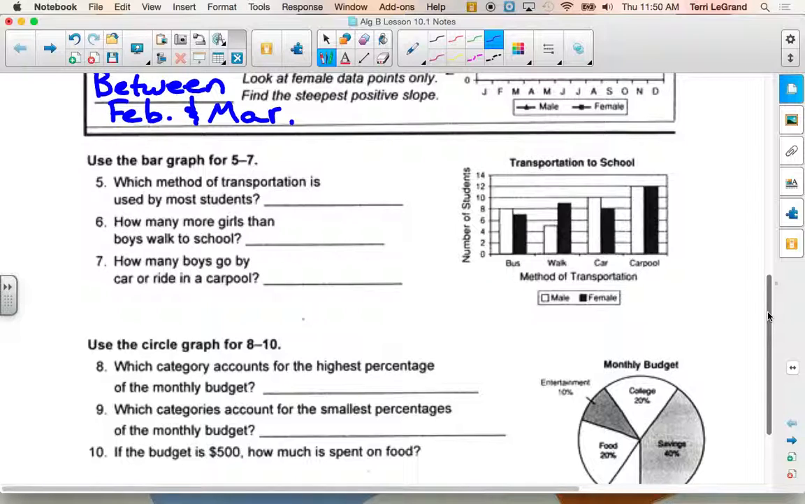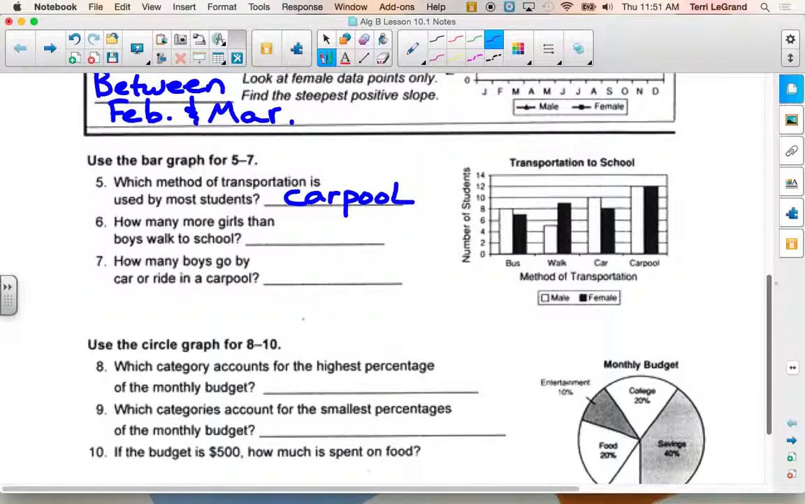Okay, so for number 5, which method of transportation is used most by students and how can you tell? Carpool. I bet that, do you think that's true in Valley City? No. So how can we tell that it's carpool without even having to do any math? Both bars for those are higher than any of the bars there, right? Both the boys and the females. So it is cut and dried, it is carpool. Okay, that must be somewhere where they have traffic and they don't want to have to deal with that many cars.